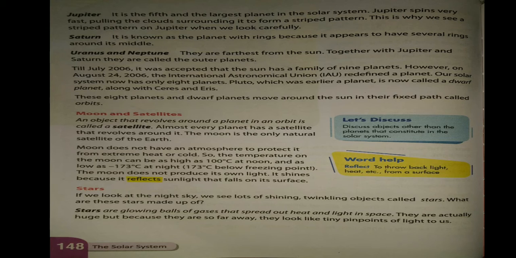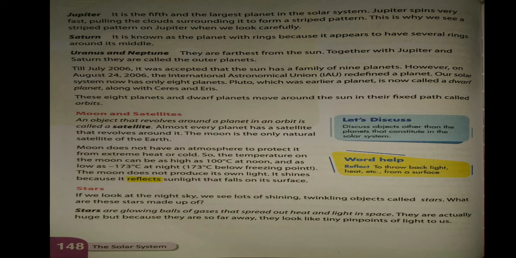Now, Saturn is known as the planet with rings because it appears to have several rings around its middle. And Uranus and Neptune are the farthest planets from the Sun. Together with Jupiter and Saturn, they are called the outer planets. So these 8 planets and dwarf planets move around the Sun in their fixed path called orbit.